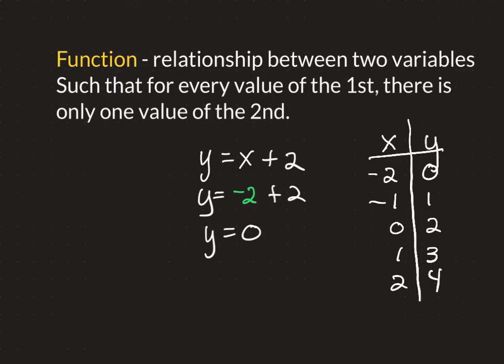We could even put in pi. However, if we put pi in here, unless we want an approximate answer, we can't add these two. That is the exact answer. If x equals pi, y equals pi plus 2.